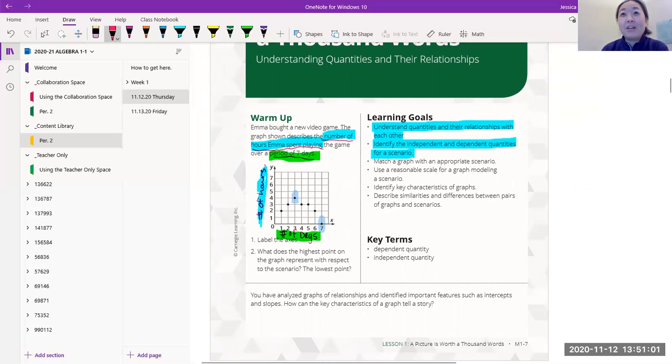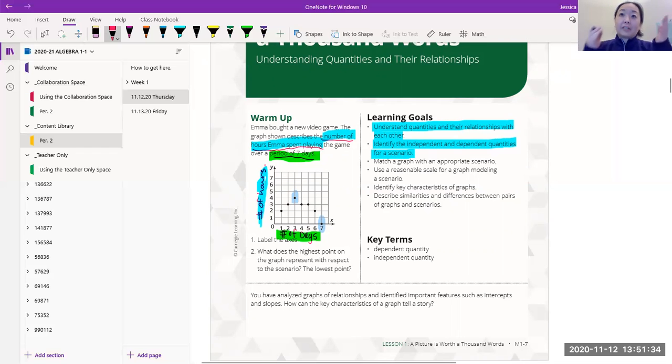So here we have: Emma bought a new video game. The graph shown describes the number of hours Emma spent playing the game over a period of 7 days, right? And so you think to yourself, okay, what is the thing? Remember, people have done this in science class, right? Where you make a graph and you learn about independent and dependent variables, right? So independent is always your x-axis, right? And so what is the thing that doesn't ever change? Somebody said it doesn't ever change, right? So it's the thing that is constant.